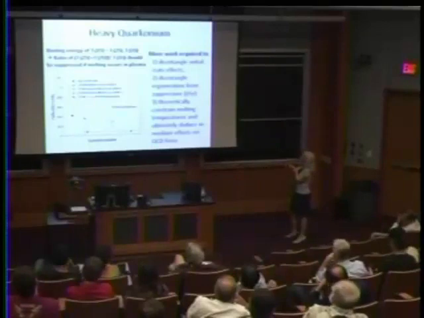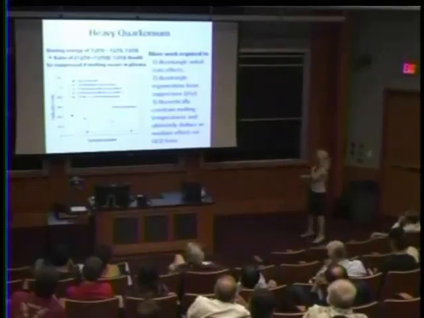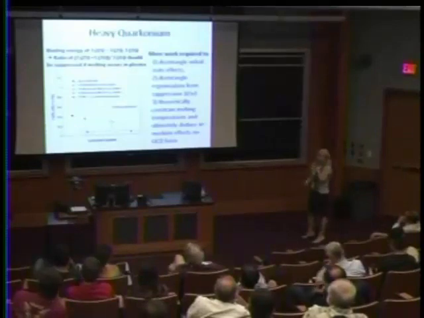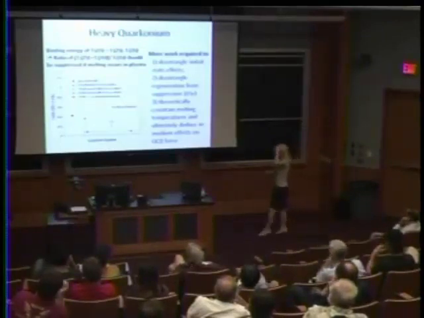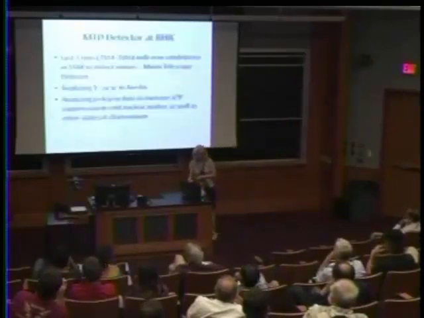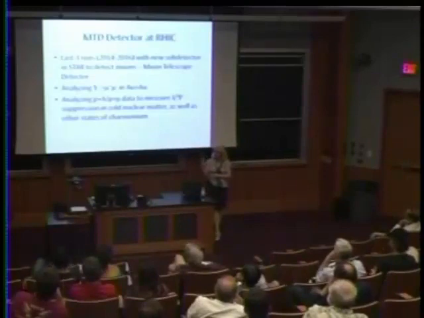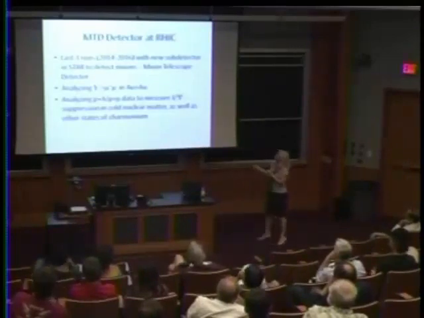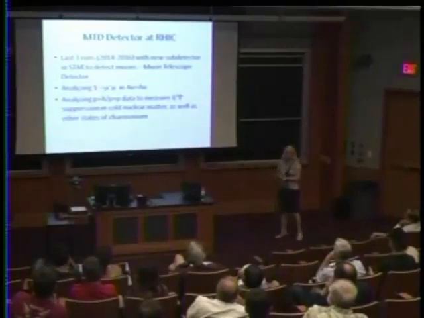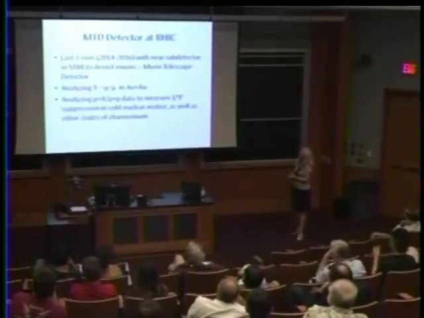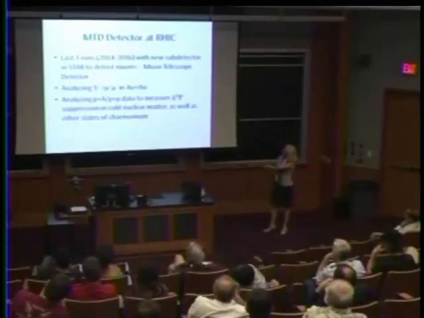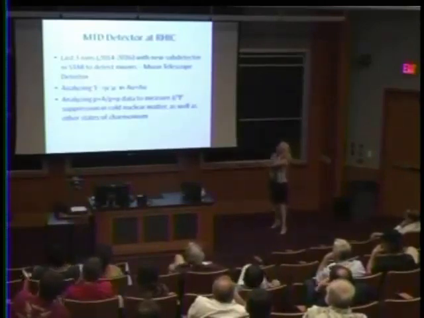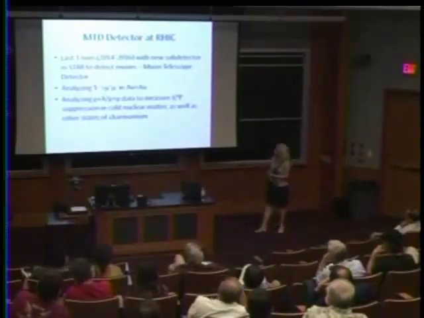So what we need to do at this point is disentangle the initial state effects, disentangle the regeneration from the suppression in the J/psi, and then theoretically what needs to be done is constrain the melting temperatures and ultimately deduce in-medium effects on the QCD force. So on the STAR data point that had the large error bars, we have three recent runs where we've had a new sub-detector, the muon telescope detector, with high statistics. So we'll be able to do this measurement with better precision. We'll be able to measure the upsilon goes to the muon decay channel and pin down those initial state effects. So proton gold gives us the cold nuclear matter or initial state effects.